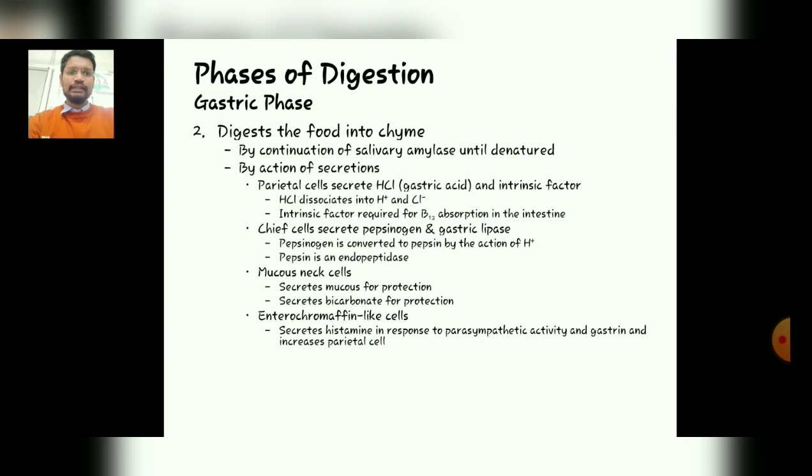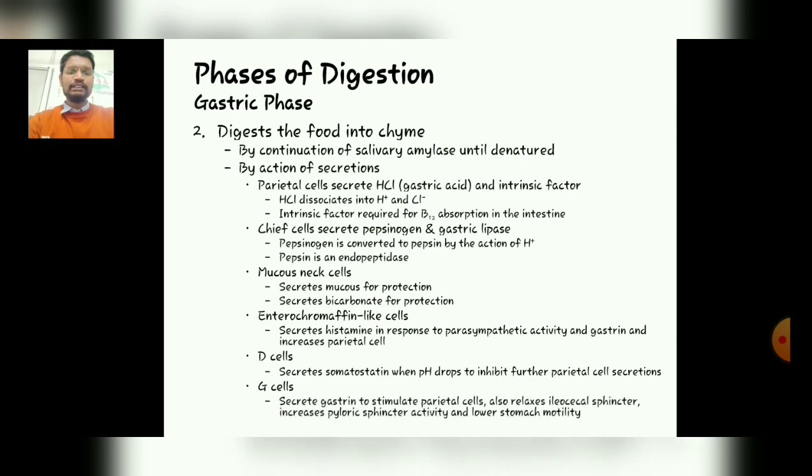The first cell is the D cell, which helps in the secretion of somatostatin when pH drops, to inhibit further parietal cell secretions. The G cells help in the secretion of gastrin to stimulate parietal cells, which also relaxes the ileocecal sphincter, and moreover it increases the pyloric sphincter activity and lower stomach motility.